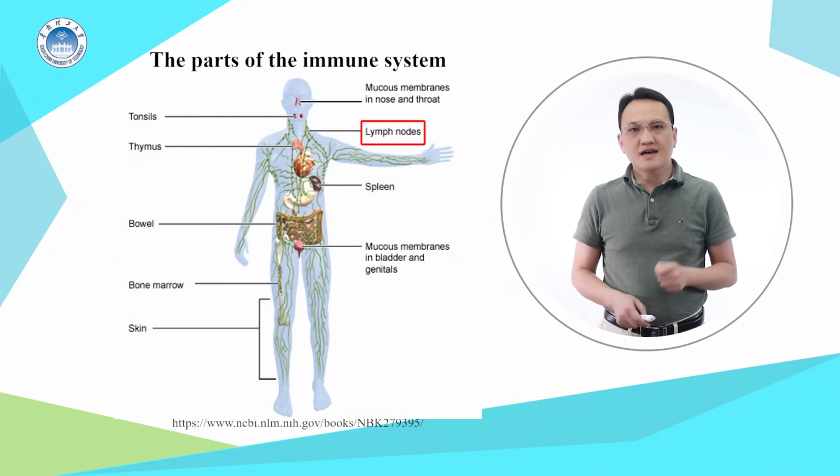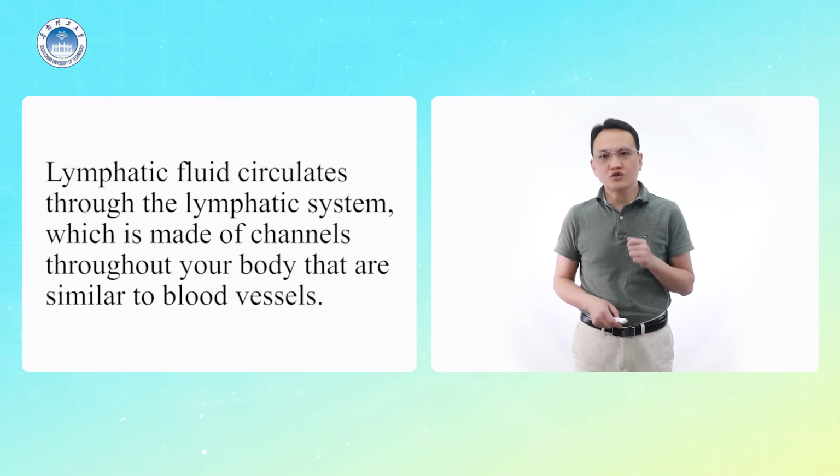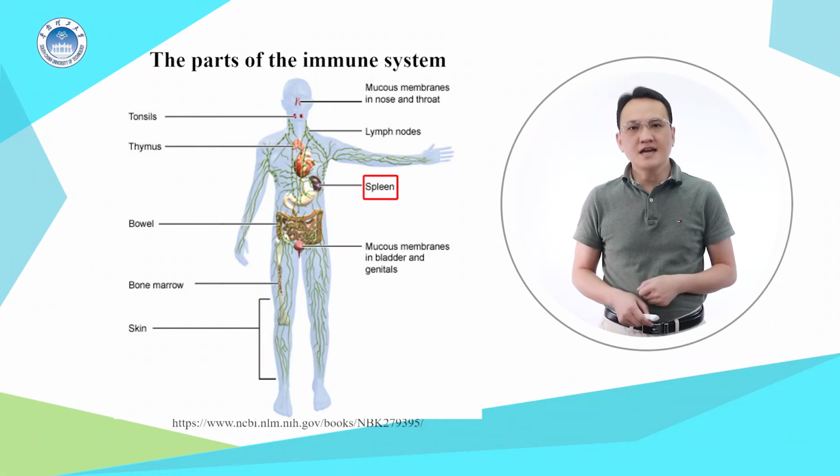The lymph nodes are small glands that filter lymph, the clear fluid that circulates through the lymphatic system. They become swollen in response to infection and tumors. The lymphatic fluid circulates through the lymphatic system, which is made of channels throughout your body that are similar to the blood vessels. The spleen is the largest organ in the lymphatic system.